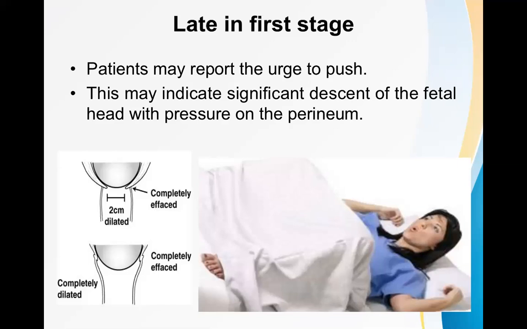Station 0 means the presenting part is at the ischial spine. Never forget this. So when the presenting part descends downwards from the ischial spine, we add +1, +2, or +3 according to each centimeter of descent. And when the presenting part is above the ischial spine, we call it -1, -2, or -3. So this is the perfect way of knowing the fetal descent by per vaginal examination.